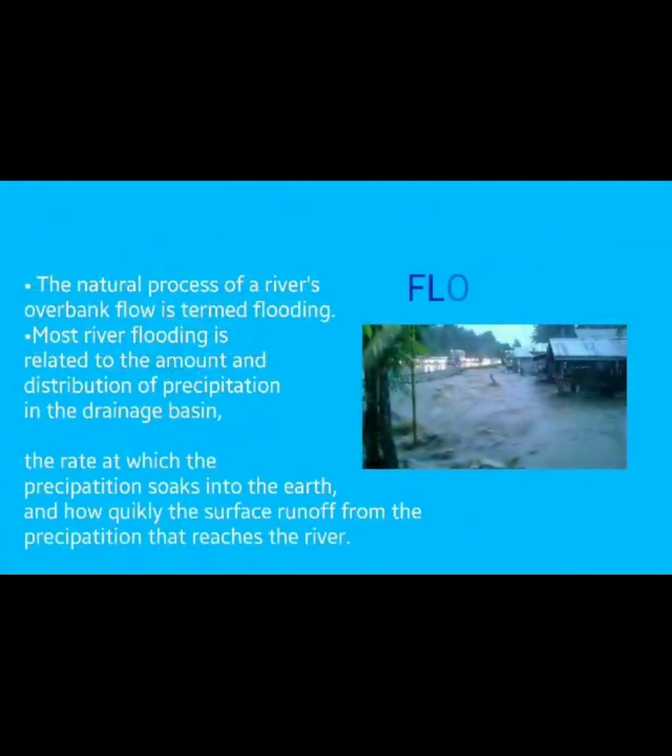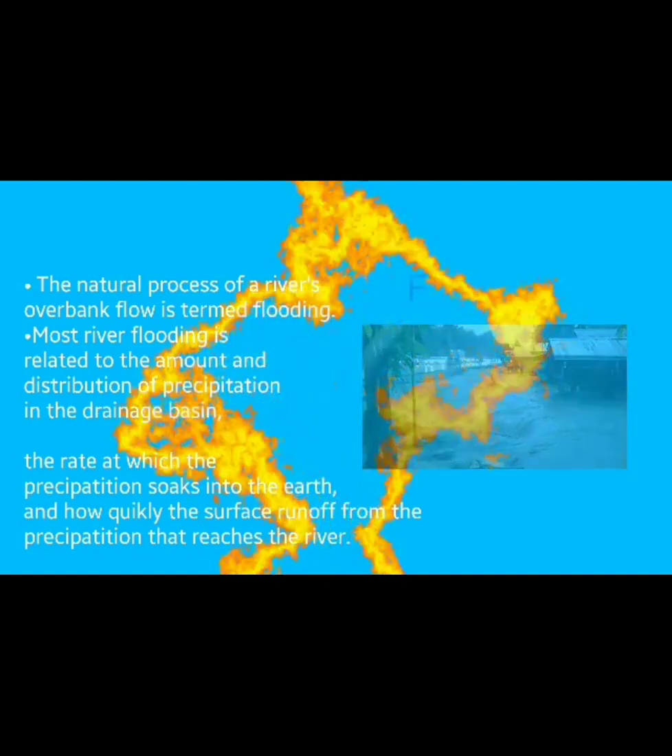Let's start. Flooding. The natural process of a river's overflowing flow is termed flooding. Most river flooding is related to the amount and distribution of precipitation in the drainage basin, the rate at which the precipitation soaks into the earth, and how quickly the surface runoff from the precipitation reaches the river.